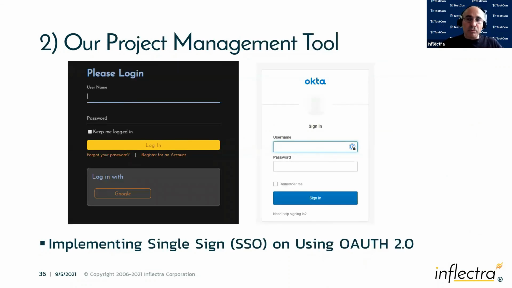And then the second one was the opposite example, where we were changing the login page to handle single sign-on through Okta and other auth providers.